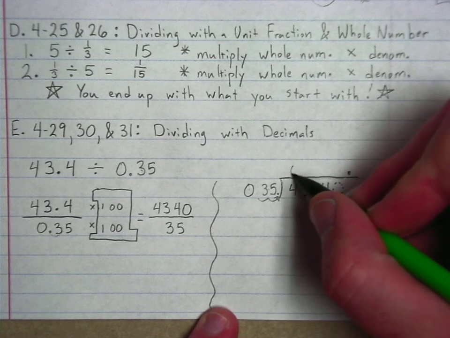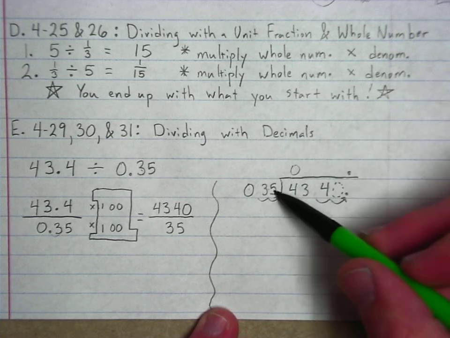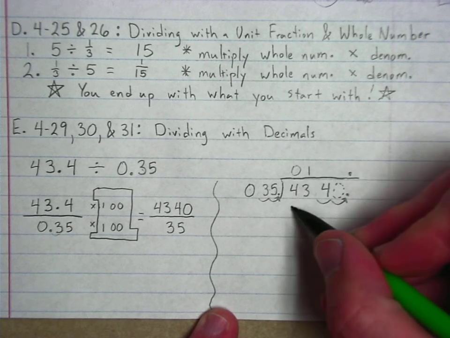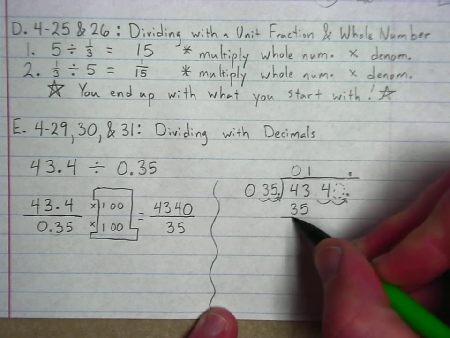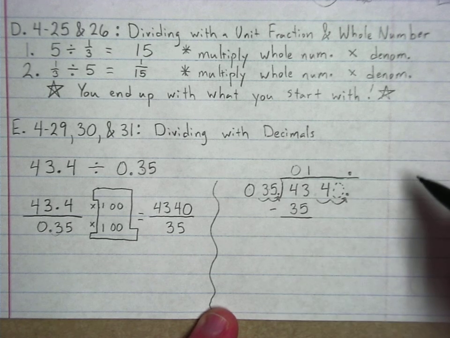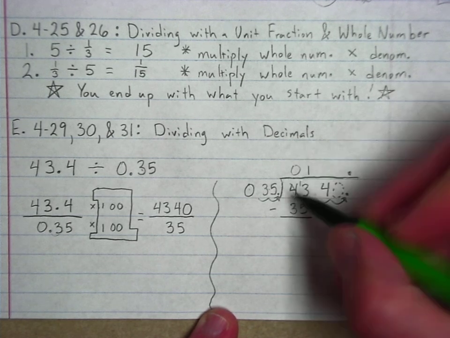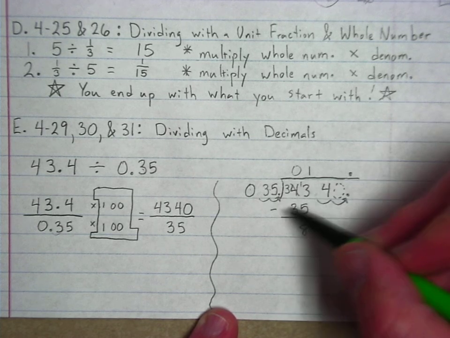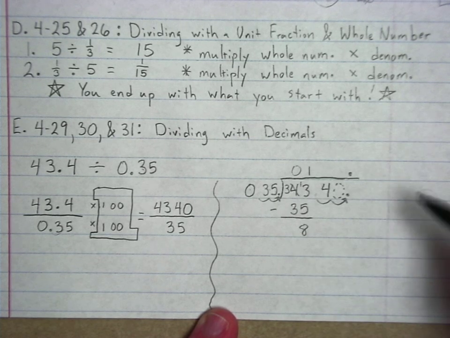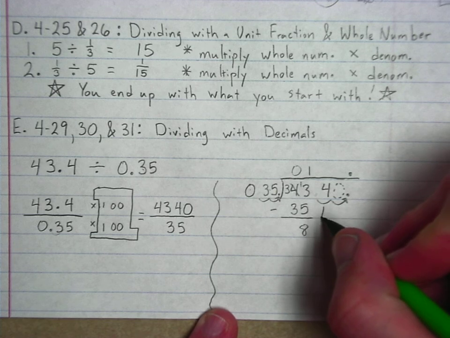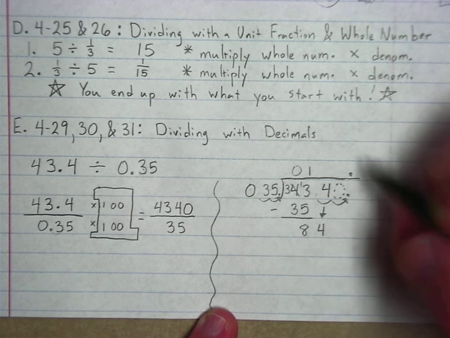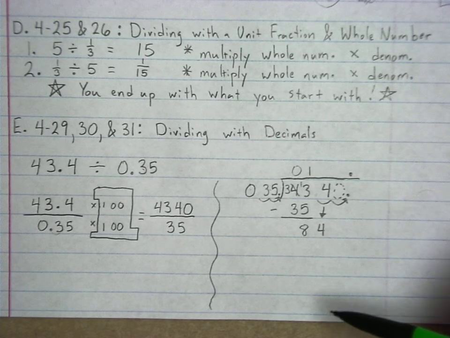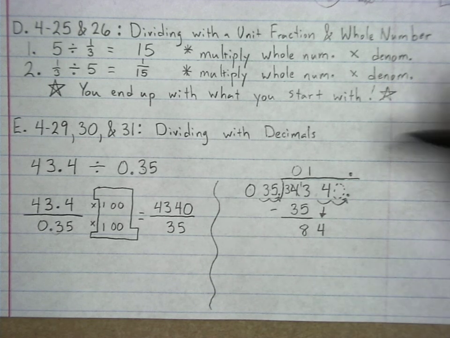35 will go into 4 no times. 35 will go into 43 once. 1 times 35 is 35. We'll subtract to find the difference. 13 minus 5 is 8. 3 minus 3 is nothing, so I'll just leave that alone. I will bring down the 4. And I have to be careful. I left a little too much space there, so I've got to be sure that everything's lining up nicely. Graph paper is our friend.